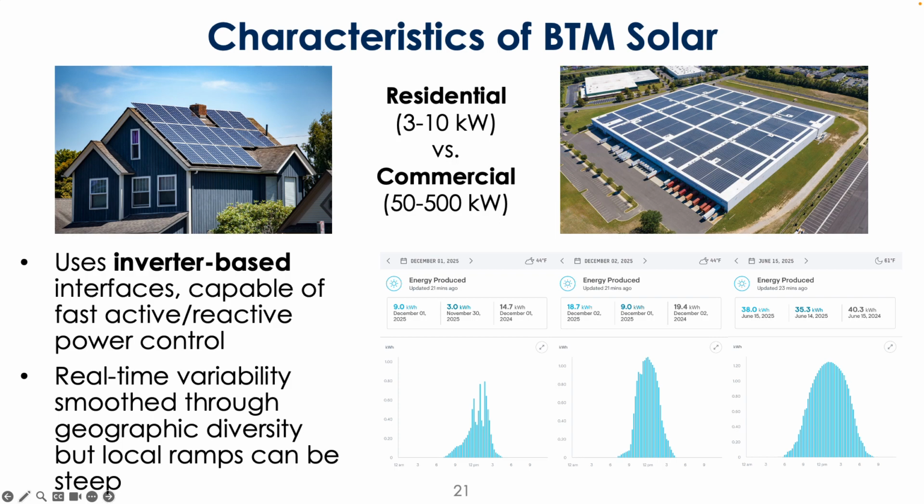Maybe, 40.3 versus 38 on a June day. Yeah, I mean, how do you account for that? That's like a 5% variability. I mean, that could be a cloud, right? Or it could be wrong.